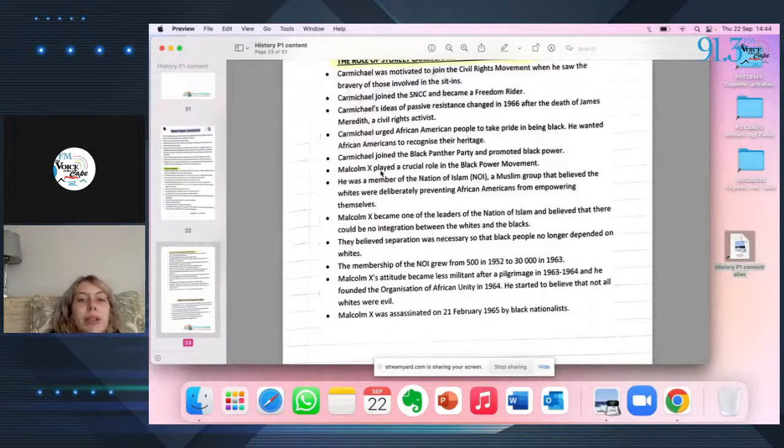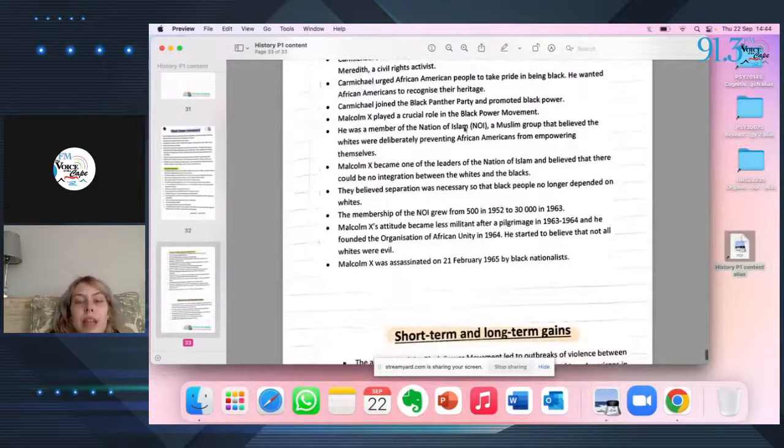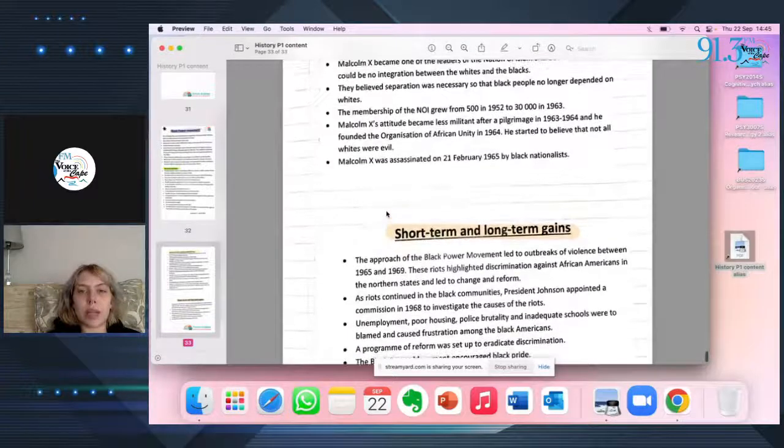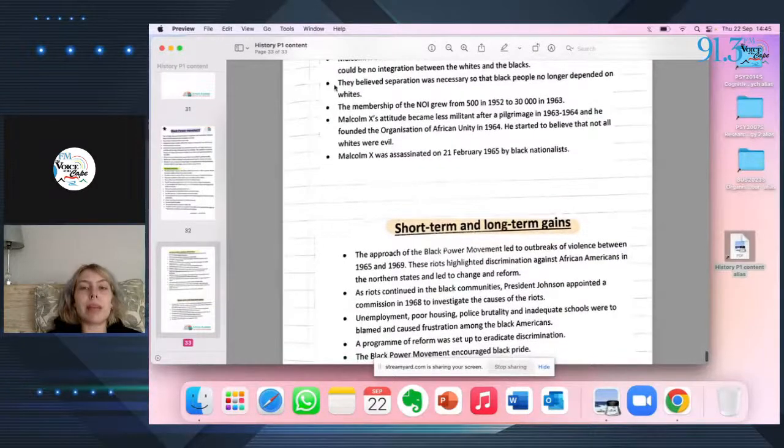Malcolm X played a crucial role in the Black Power movement. He was a member of the Nation of Islam, NOI, a Muslim group that believed the whites were deliberately preventing African Americans from empowering themselves. Malcolm X became one of the leaders of the Nation of Islam and believed that there couldn't be any integration between the whites and Blacks. They believed separation was necessary so that Black people no longer depended on the whites.